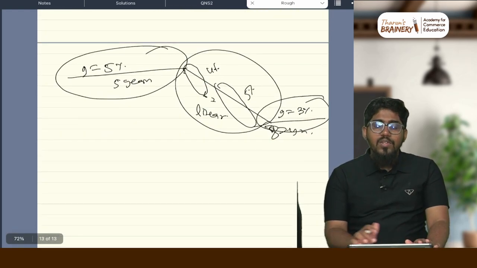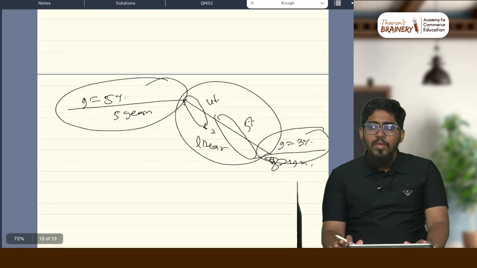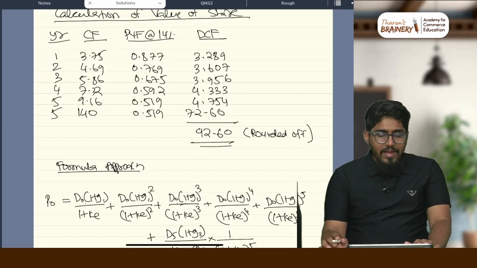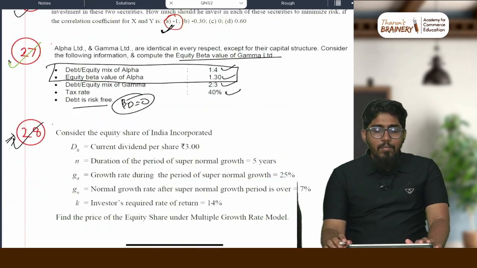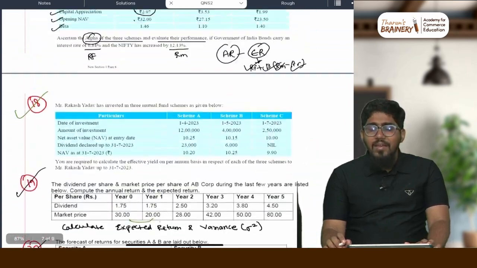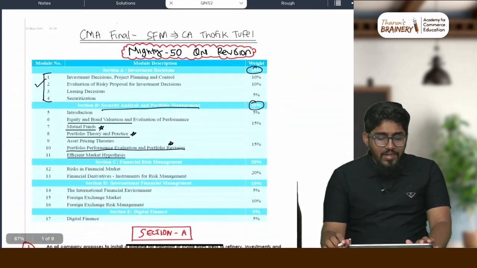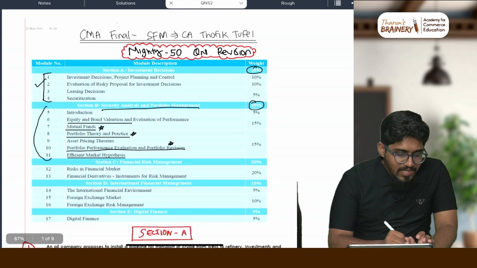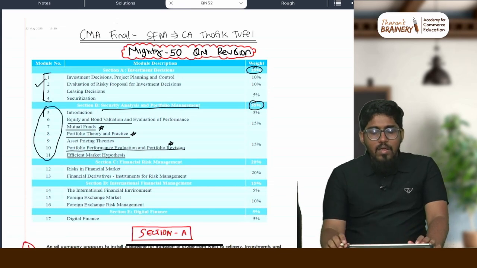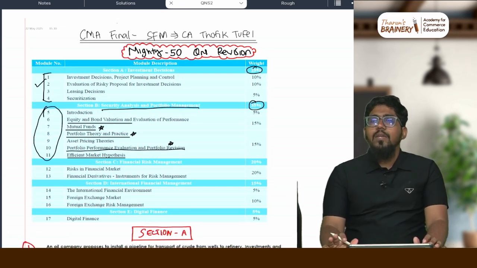Clarity. But one question is there in the study material. You see this question, okay. With that, we are completing, we have entirely completed this security analysis and portfolio management. Are you all with me?